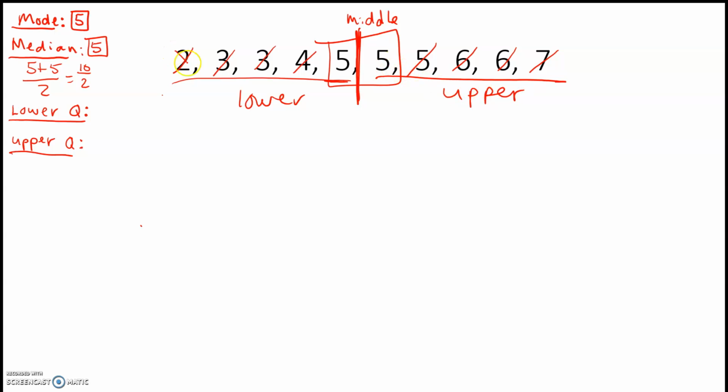Okay, and we're going to start. We're going to cross out on both sides. 1 on both sides, 2 on both sides. Here's your middle. So that means your lower quartile is 3. So again, we're going to do 1 on both sides. You have to use what's in the middle now. And your middle is going to be 6.